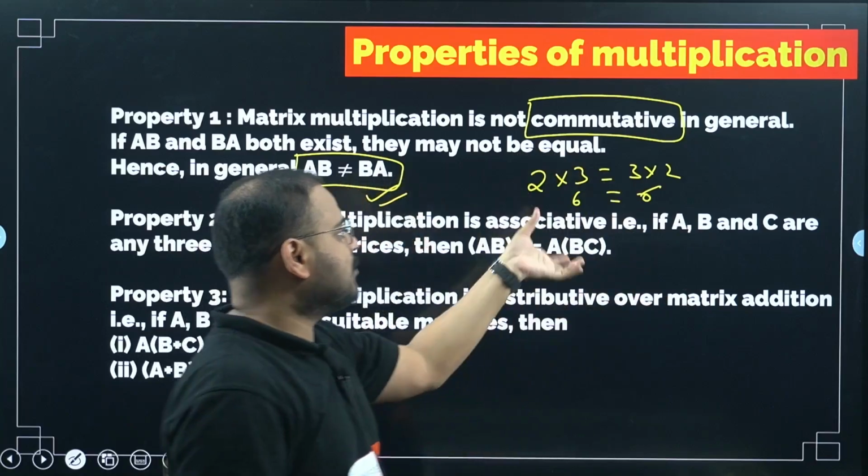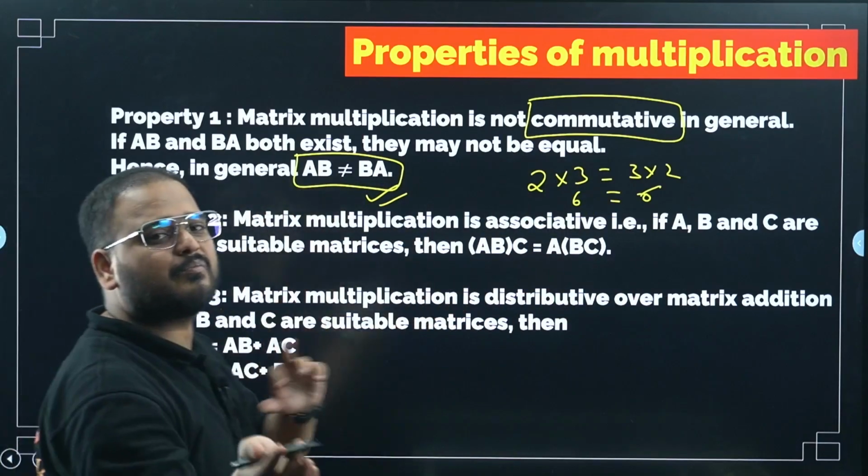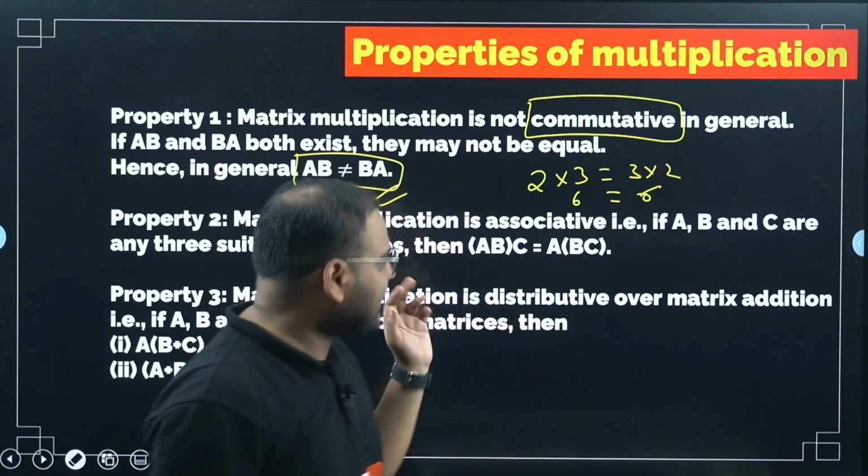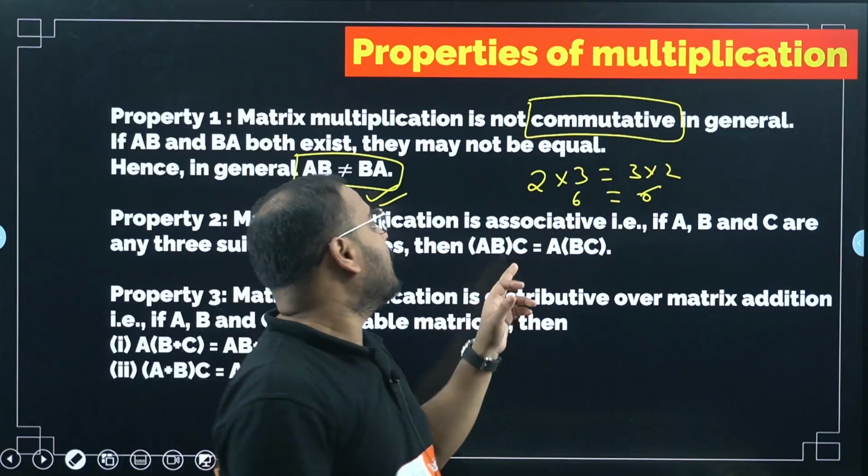Order might change, so the multiplication will not be the same. The element positions will also change, and the sign will be different. So AB might not be equal to BA in the case of matrix multiplication.